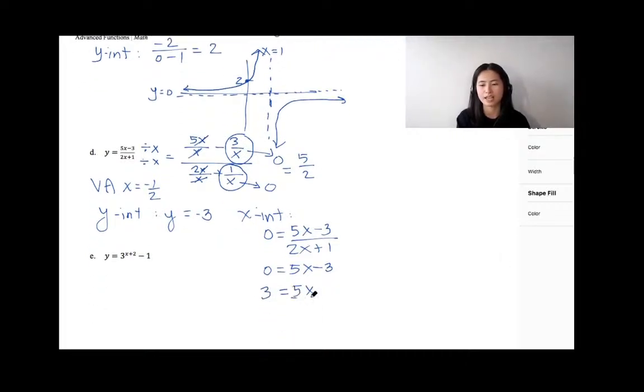Does that make sense, guys? And you're dividing this by 5, right? So x is equal to 3 over 5. Cool. So we know that our x-intercept is 3 over 5. So 3 over 5 is 0.6, right? This is way too much space. Let me just have this here. X is equal to 3 over 5, which is 0.6.